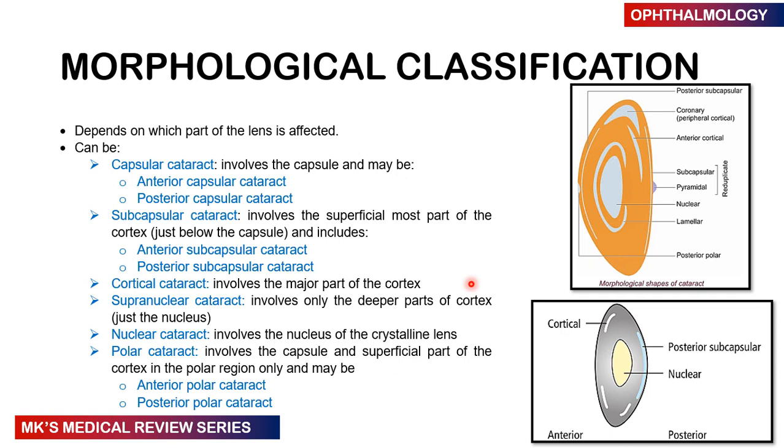It may affect the major part of the cortex. You call that a cortical cataract. It may be involving the deeper parts of the cortex. You call that a supranuclear cataract, just above the nucleus. Then you may have a nuclear cataract, which involves the nucleus of the crystalline lens. You may have a polar cataract, which is pretty much going to be involving the capsule and the superficial part of the cortex in the polar regions only, and this may be an anterior polar cataract. It may be a posterior polar cataract. So this is pretty much based on the morphology, and here are the different locations that are actually shown of the morphological shapes of the cataract.